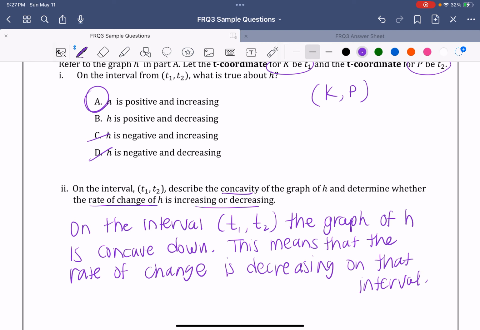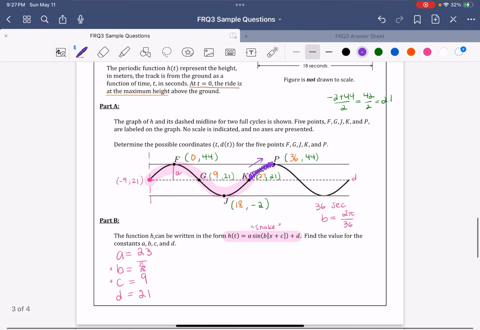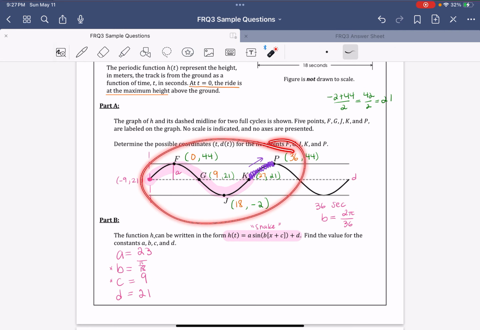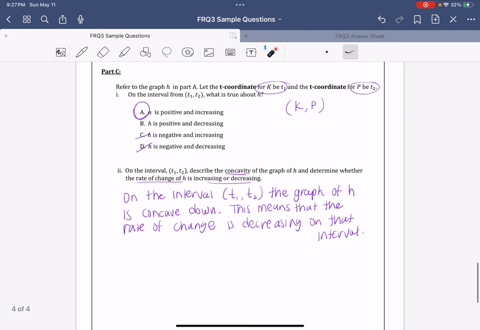Okay, and then that is it for FRQ3. The hardest part is the first part, identifying all the points, but then after that, I feel like you guys got this one. So this one should be one of the easier ones.